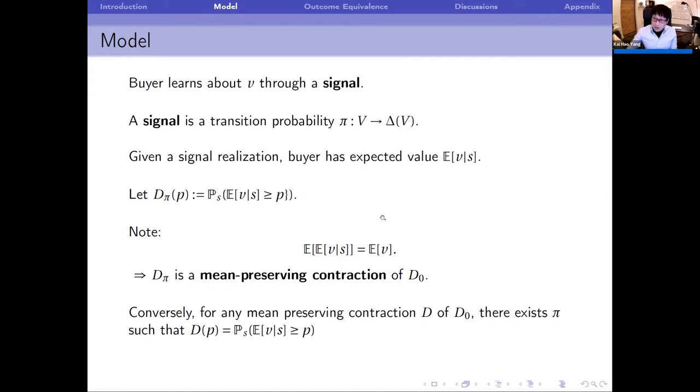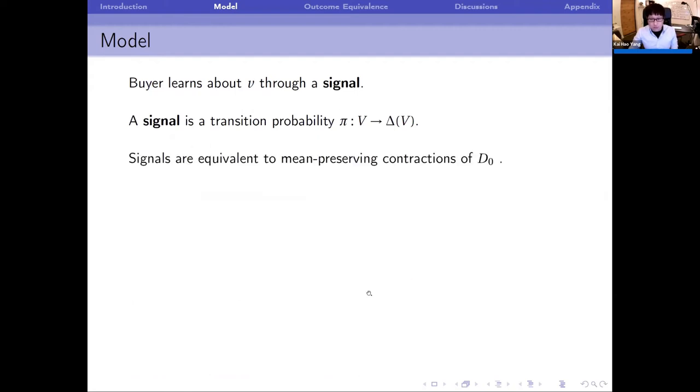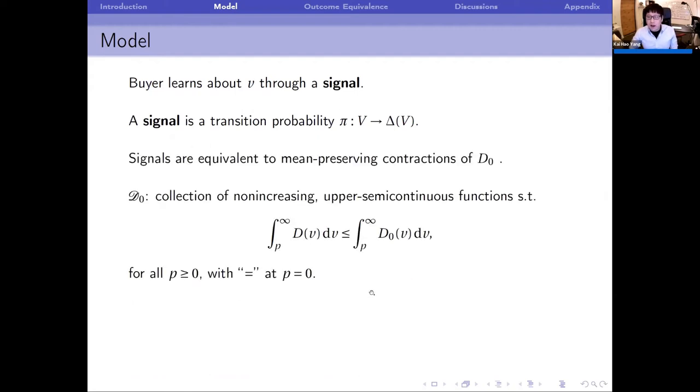Okay. And this observation means that we can represent the entire set of signals, which is quite large here, the set of transition probabilities, by just a collection of mean preserving contractions of the prior. Let me formally write that down. Formally writing down the collection of mean preserving contractions of the prior.